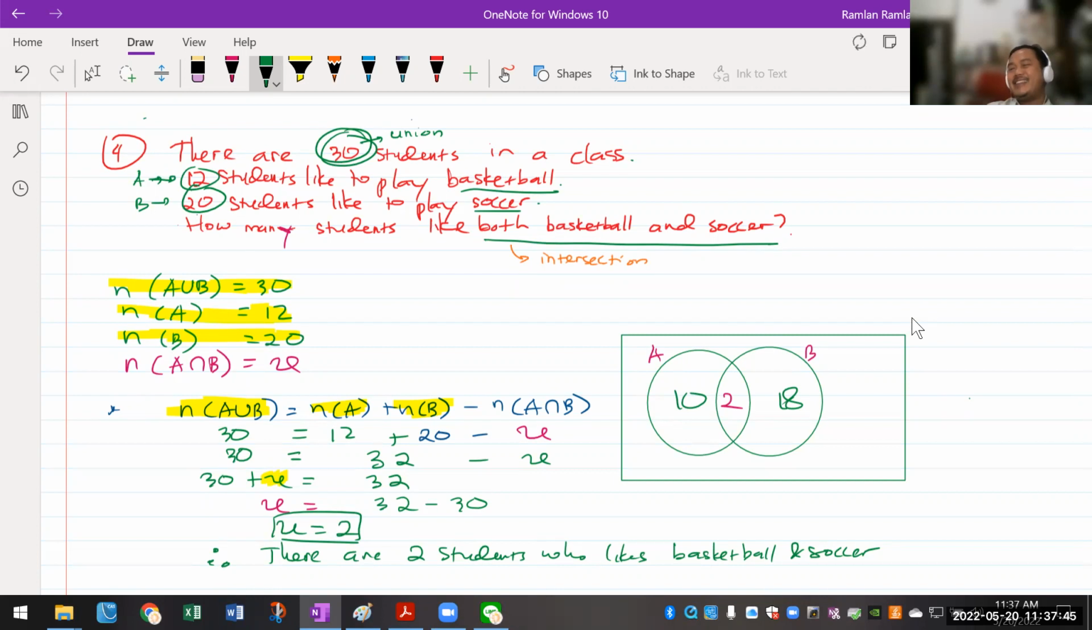Oke, gitu ya, guys. Jadi if I ask you how many students who like only soccer, ya 18. Kenapa? Karena dari 20 orang yang suka soccer itu ada 2 yang juga suka basket gitu. Oh, berarti sisanya dia yang cuma suka soccer doang.